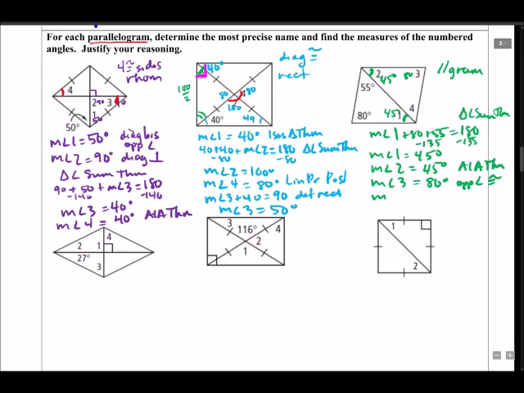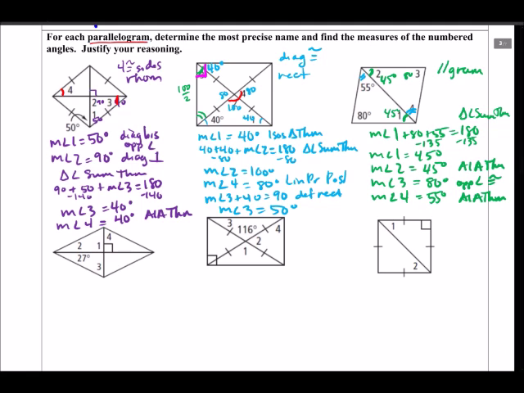And the measure of angle 4, we have multiple ways to get that. We could do triangle angle sum, or probably the easiest here, it's alternate interior to that angle up there. So the measure of angle 4 is 55 degrees, alternate interior angle theorem.